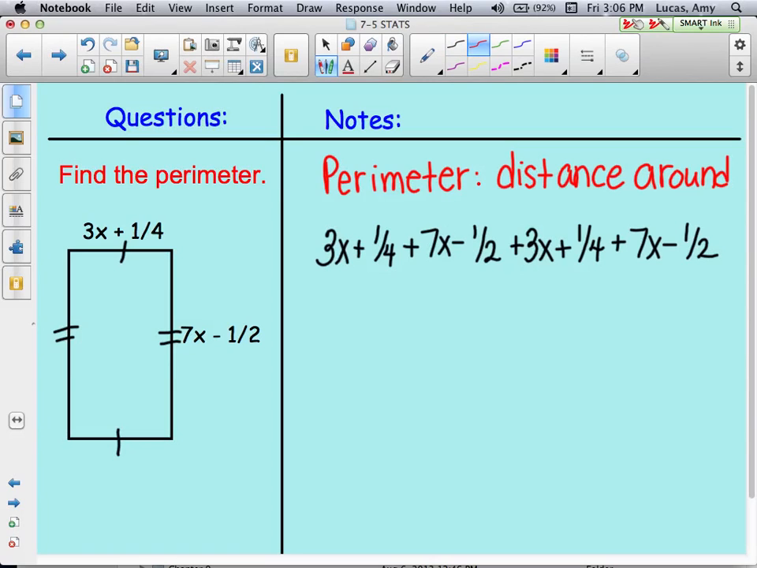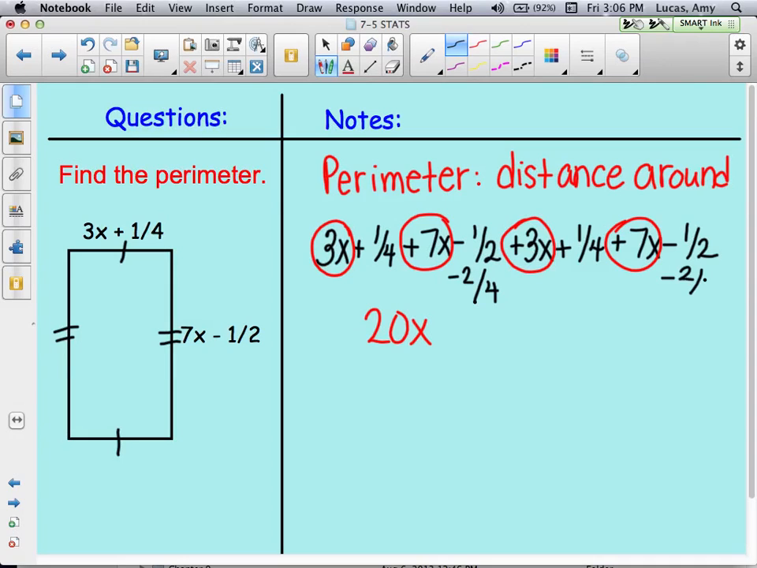Like terms, I can combine, so I'm going to combine all of these x's together, and that would give me 20x. Now, to combine these fractions, they need to have common denominators. So 1/2 is the same as 2/4. So I'm going to change both of these fractions so they're 2/4.